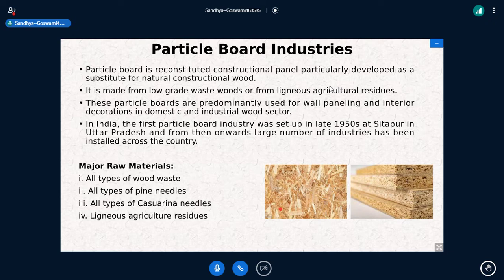Right? So for raw material, we can't say that a particular tree species is used for this, but all types of wooden waste, all types of pine needles, casuarina needles, even agriculture residue, they all can be used as a raw material for particle board industries.